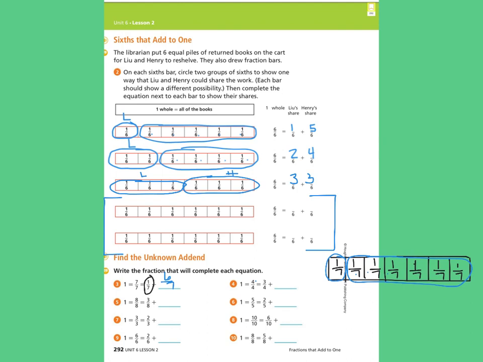So 3 fourths plus what equals 4 fourths? Well, I know 3 plus 1 is 4, so 3 fourths plus 1 fourth is 4 fourths. Number 5, 1 equals 8 eighths equals 3 eighths plus what? Well, I know 3 plus 5 equals 8. So 3 eighths plus 5 eighths would equal 8 eighths.